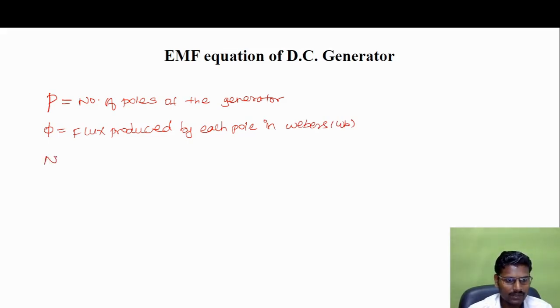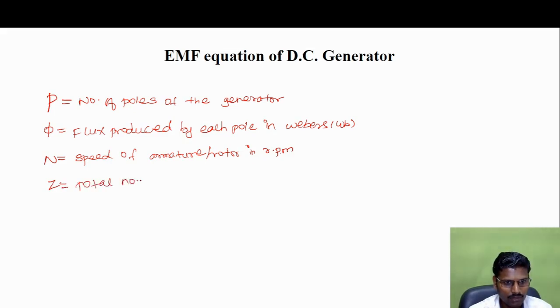Next parameter is capital letter N, which is the speed of the armature or rotor in RPM, revolutions per minute. Next parameter is Z, where Z is equal to the total number of armature conductors, or total number of conductors.